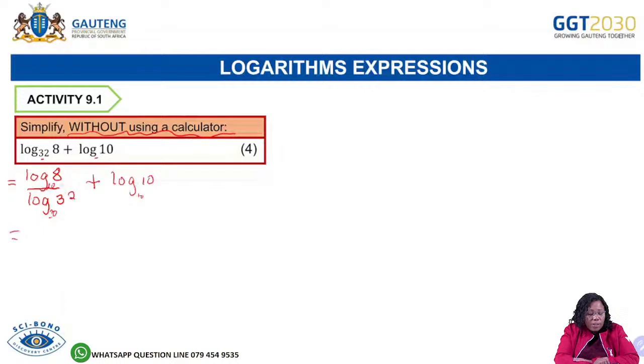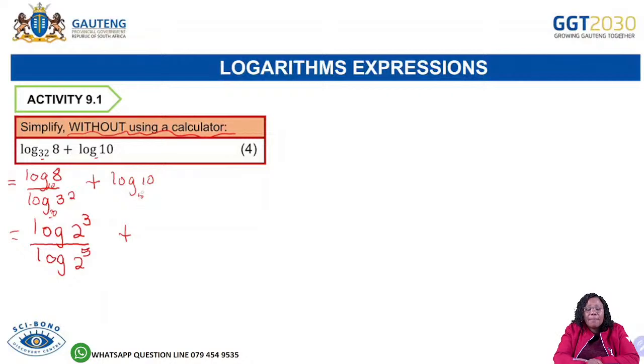And then now this log 8, we'll write it in exponential form. It will be log of, we are still using those prime bases. That will be 2 to the power 3. Correct? And then log of 32 is log 2 to the power of 5.